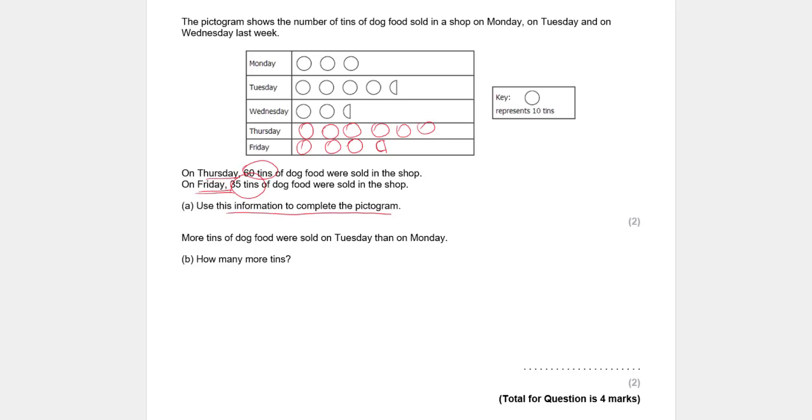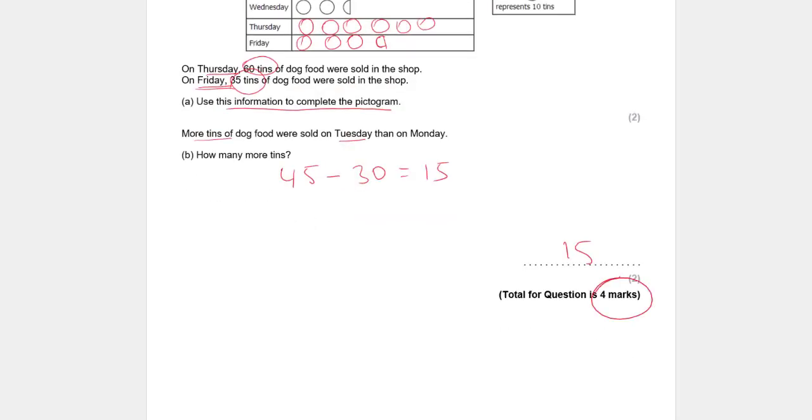More tins of dog food were sold on Tuesday than on Monday. How many more tins? So more were sold on Tuesday. So let's have a look. Tuesday, how many do we have? So we got 1, 2, 3, 40, 45. And on Monday, 1, 2, 3, 30. So we have 45, take away 30, which is 15. So 15 more were sold on Tuesday. 4 marks.